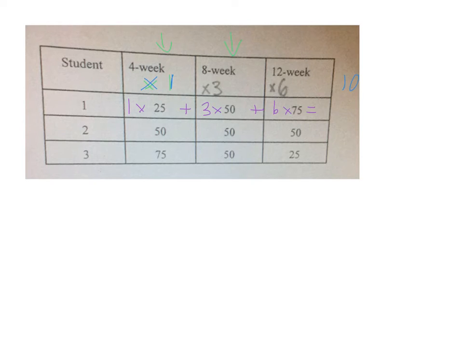So what did I say? 175 and 450. 625, I think. So we'll take 625 and divide it by 10. And we'll get 62.5% average for that student, okay?